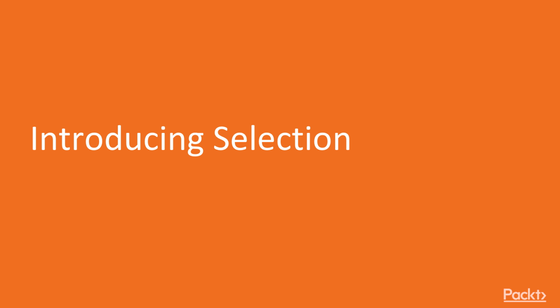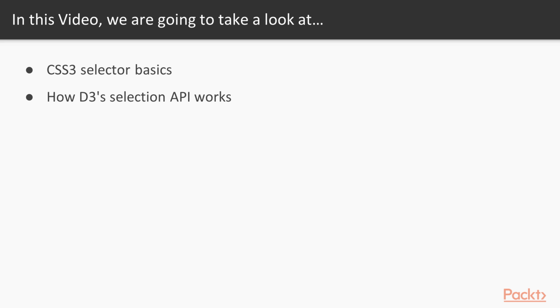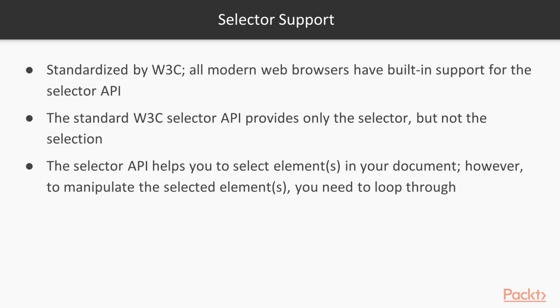Now, we move on to the first video of this section that deals with introducing selection. In this video, we'll take a look at CSS3 Selector Basics, how D3's Selection API works, and some of its powerful features. Selector support is standardized by W3C, so all modern web browsers have built-in support for the Selector API. However, the basic W3C Selector API has limitations when it comes to web development, especially in the data visualization realm.